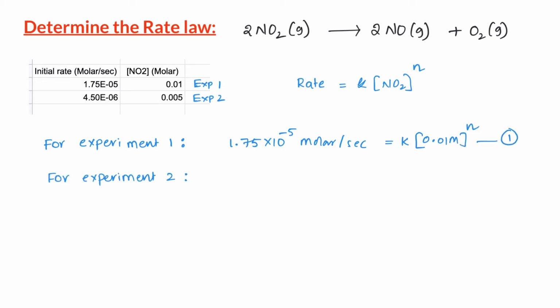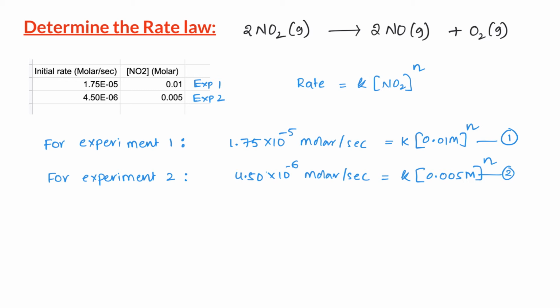Next, let us plug in the initial rate and the concentration of NO2 for experiment 2 into the general form of the rate law. For experiment 2, the rate is 4.5 times 10 to the minus 6 molar per second, and the concentration of NO2 is 0.005 molar. Let us call this equation 2. Now we have two equations and two variables to solve.